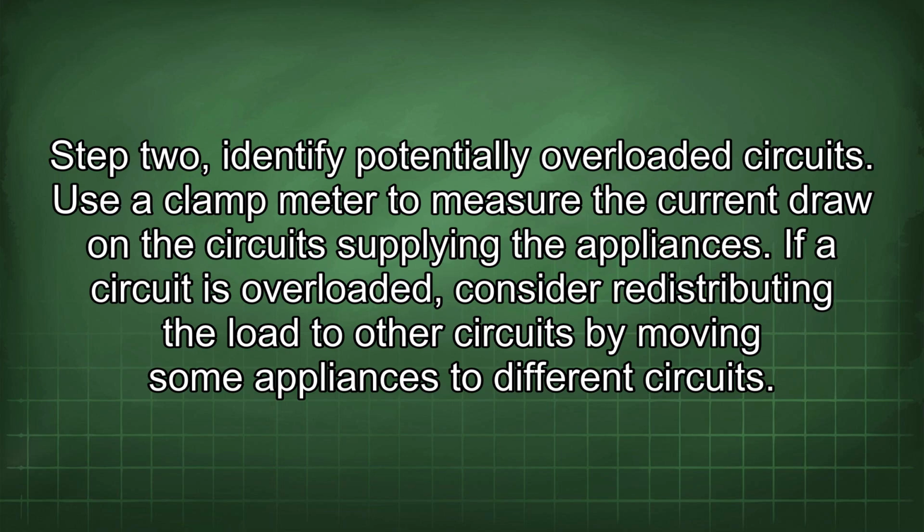Step 2. Identify potentially overloaded circuits. Use a clamp meter to measure the current draw on the circuit supplying the appliances. If a circuit is overloaded, consider redistributing the load to other circuits by moving some appliances to different circuits.